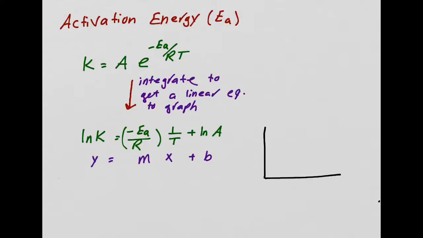So if you do this, my y-axis is going to be ln of k. Hopefully that's what you got. And my x-axis is going to be 1 over T. And then this is going to be my line. And what is going to be the slope? What do you think? The slope is going to be minus activation energy over R, because m is the slope. So this is my slope. So far so good?